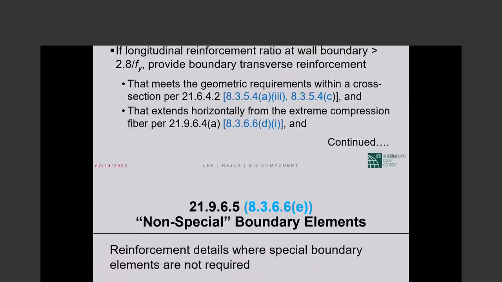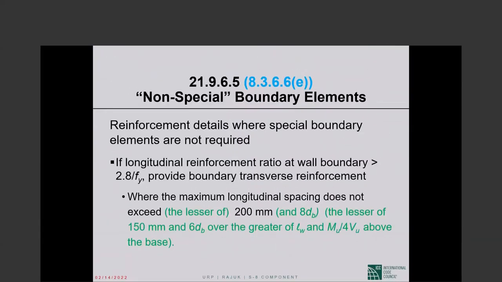The spacing of the non-special confinement, this is where there is the difference between special confinement and non-special confinement. Special confinement, you are looking at a spacing of 3 or 4 inches. Here, it is 8 inches, 200 millimeters, the spacing of the transverse reinforcement. Okay. ACI 318-14 will say the lesser of 8 inches or 8 times the bar diameter.